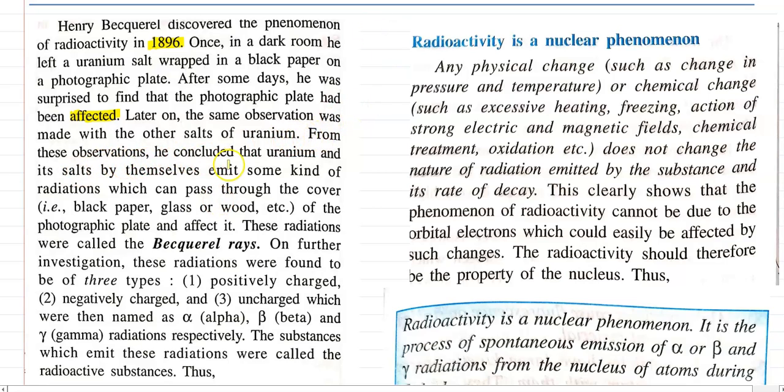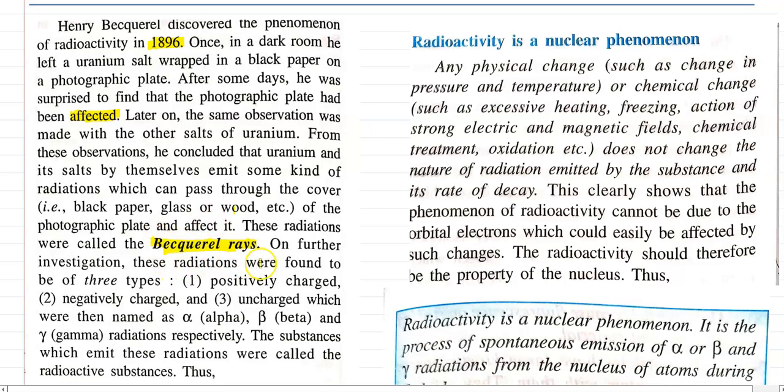From this observation, he concluded that uranium and its salts by themselves emit some kind of radiation which can pass through the cover of black paper, glass or wood etc. of the photographic plate and affect it. These radiations were called Becquerel radiation, or Becquerel rays.